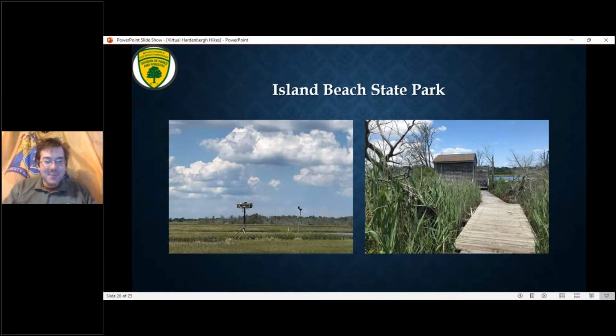And these are views of Island Beach State Park, an osprey nest on the left, and a bird watching area on the right, which you might not think of when you think of the Jersey Shore, but this is all part of the experience of the Jersey Shore too.